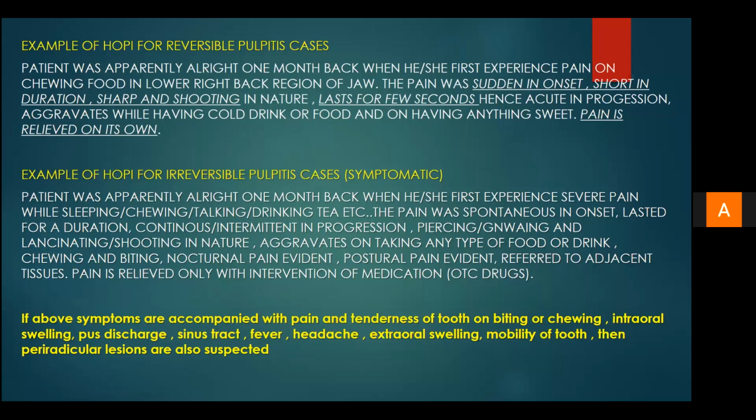Now, these are the basic HOPI for reversible and irreversible pulpitis. If any of the above symptoms are accompanied with pain and tenderness of a tooth on biting or chewing, intraoral swelling, pus discharge, sinus tract, fever, headache, any external swelling, mobility of tooth, then in these cases you can suspect, along with pulpitis cases, also periapical lesions. Okay. I hope I have done justice to explain this part, because it's very important in your postings.